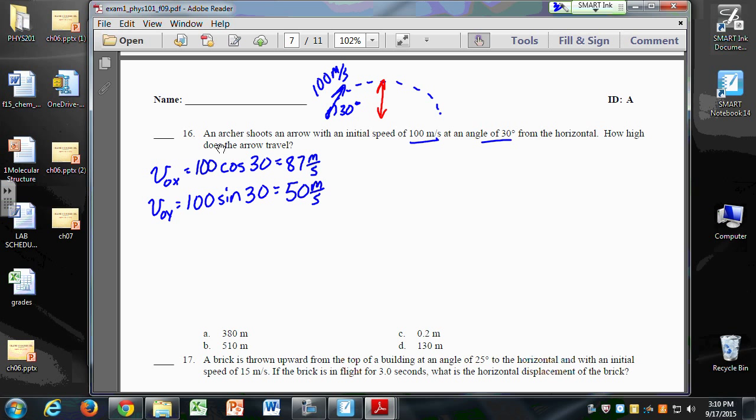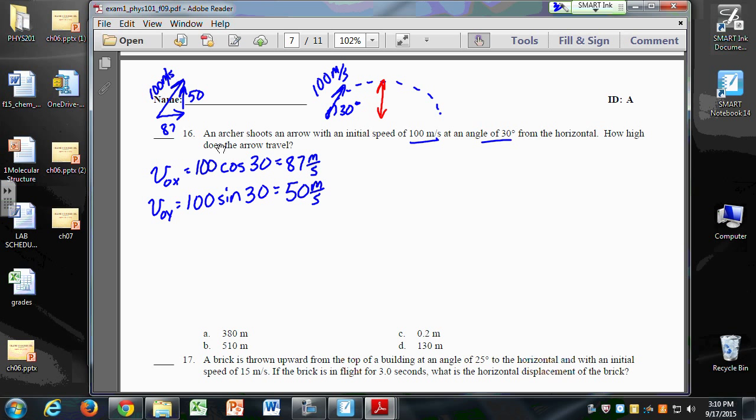So if I think about this vector that is 100 meters per second here, that's equivalent to saying that I have 2 vectors, one in the x direction 87 and one in the y direction 50. So it's just like we did in chapter 3 with vectors, but just now applied to velocity.